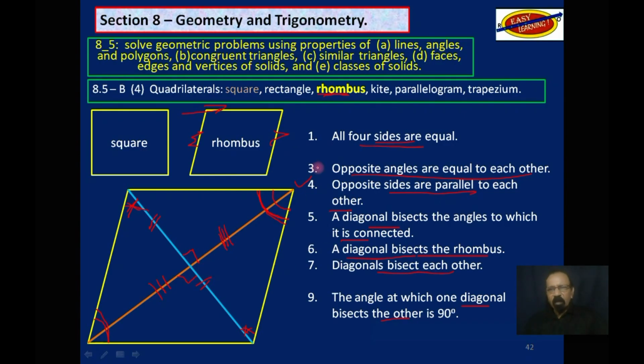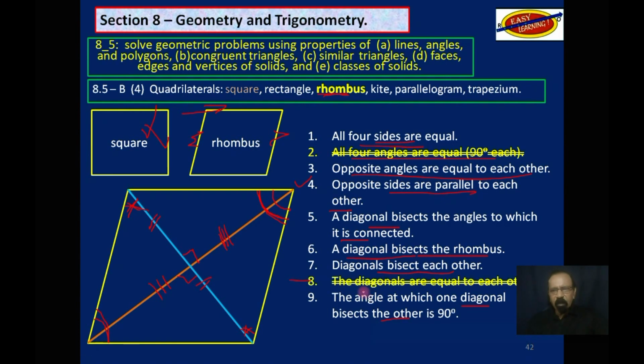You will notice that seven of those properties are the same as for a square. Now, the two that are not the same are these. All four angles are equal to 90 degrees. That is so for a square, but not for a rhombus. And the other one down here is the diagonals are equal to each other. You can clearly see that this blue diagonal is shorter than this brown one. So most of the properties of a square also apply to a rhombus, except those two.